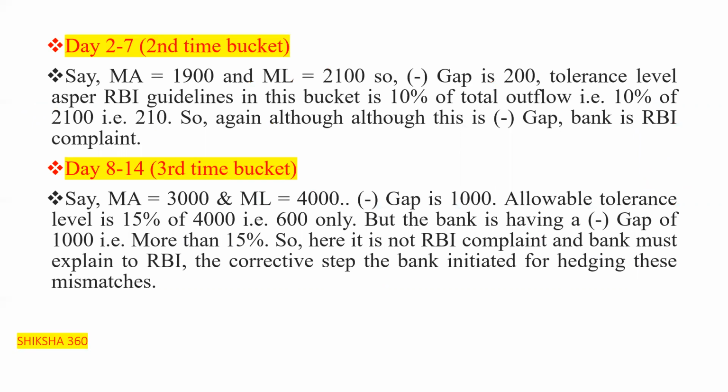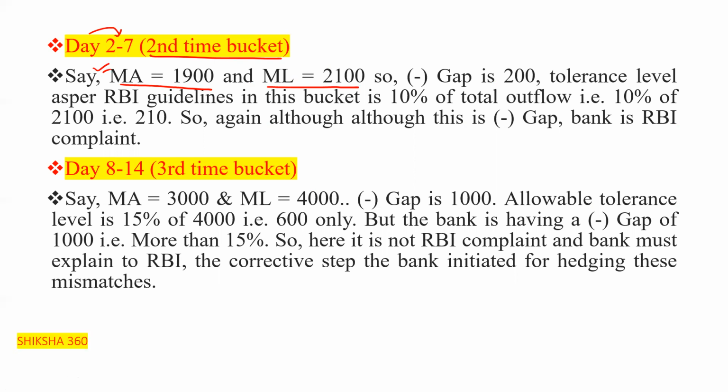Now we will discuss another case. That is the second time bucket, day 2 to day 7. Here the maturing asset is 1900, and maturing liabilities here is 2100.